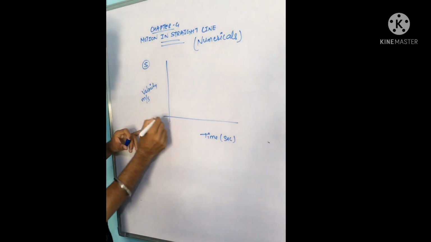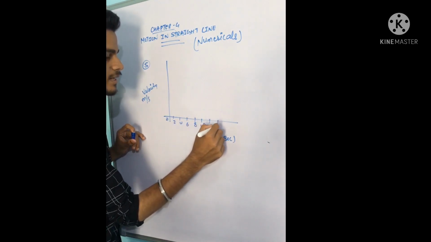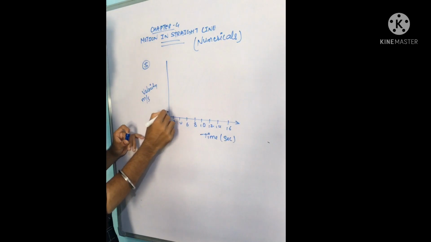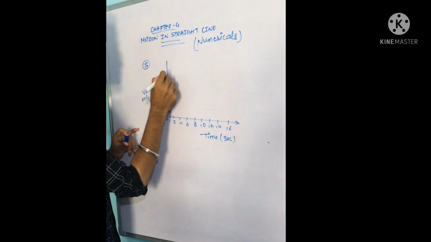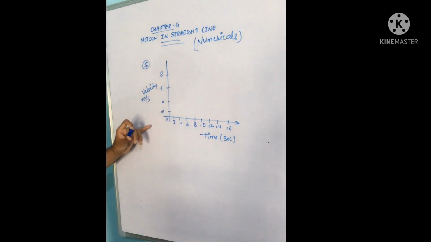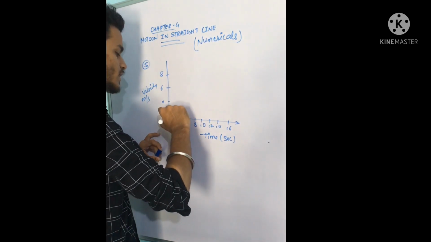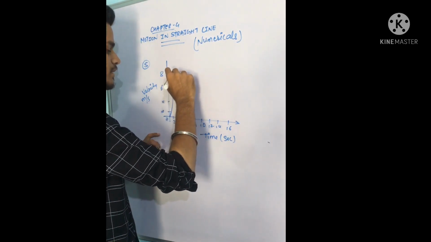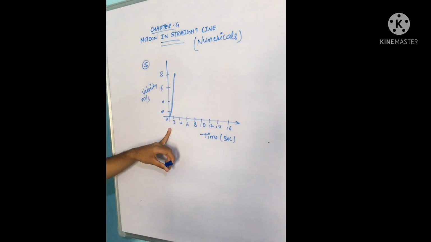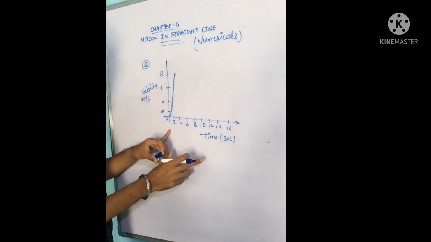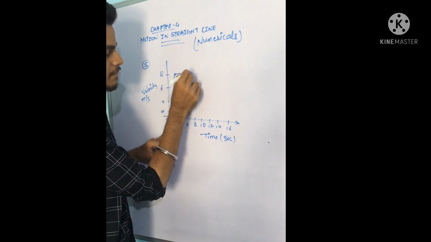Okay, mark the time as 0, 2, 4, 6, 8, 10, 12, 14, 16 and so on. Mark the velocity as 2, 4, 6 and 8. Okay, so the graph shows that for 2 seconds the object moves with the velocity of 8 meter per second. For the next up to 10 seconds, the velocity of the object remains the same.